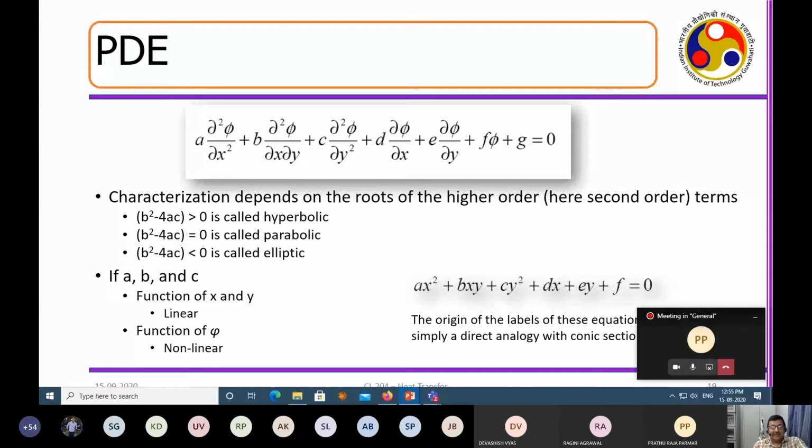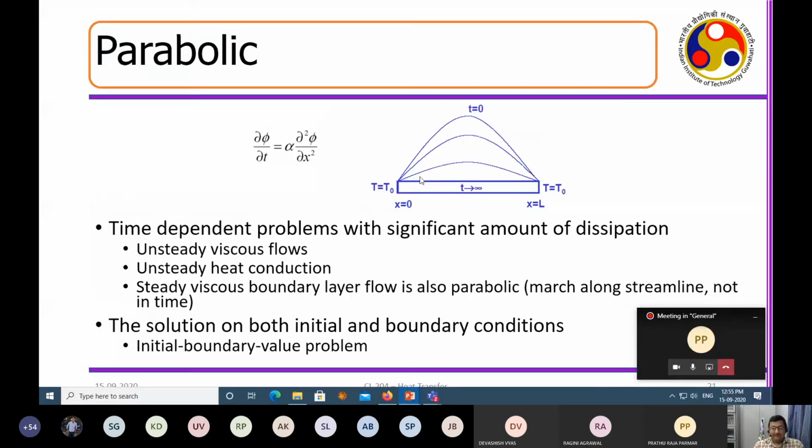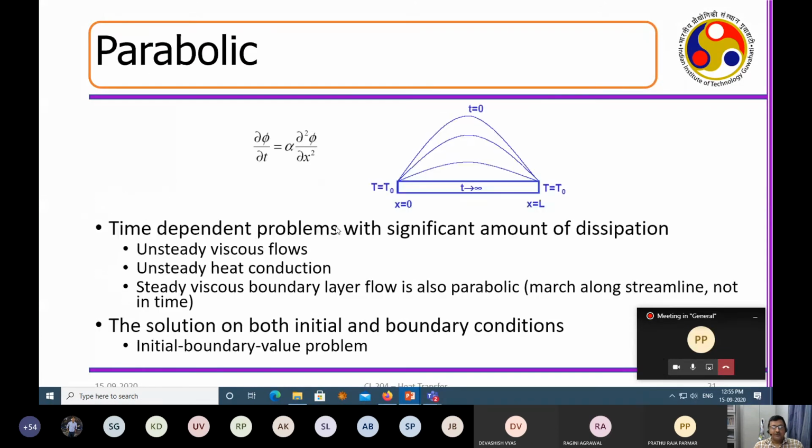Now, if I enforce b square minus 4ac less than 0, I will end up getting an equation like this, which is the Laplace equation. Del square T by del x square plus del square T by del y square equal to 0. Famous heat conduction equation. Now, if I enforce b square minus 4ac equal to 0, I end up getting a parabolic equation, which is del phi by del t equal to alpha del square phi by del x square. This is the transient heat conduction.